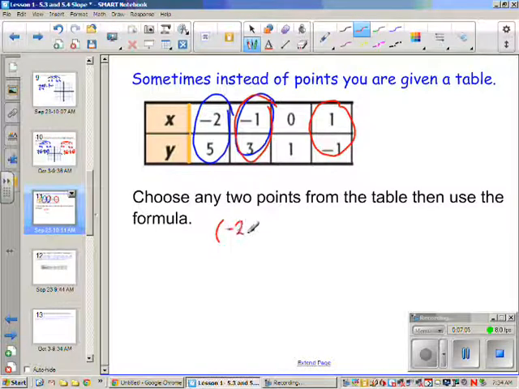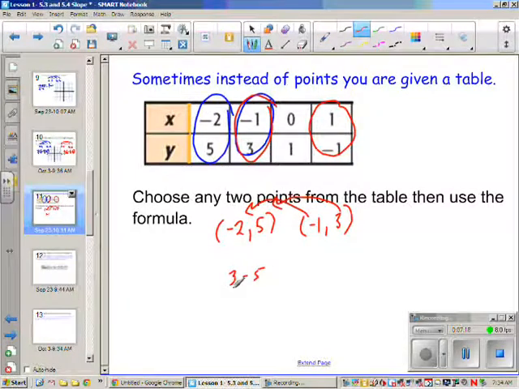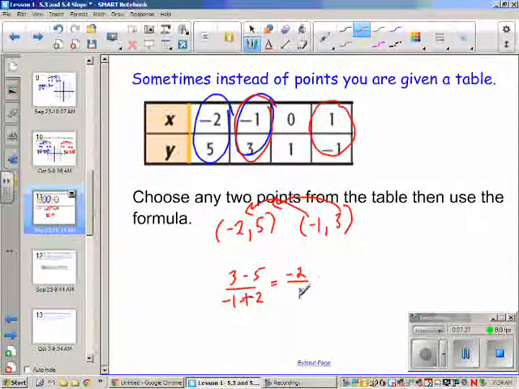So if I choose the first two, I can get the slope between those by doing 3 minus 5 over negative 1 minus negative 2. Remember, two negatives turn into a positive. Watch that. 3 minus 5 is negative 2. Negative 1 plus 2 is 1. So that would be my slope.